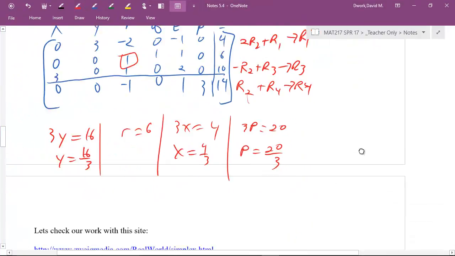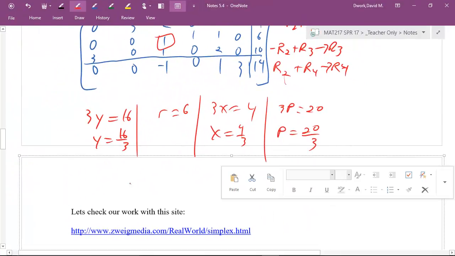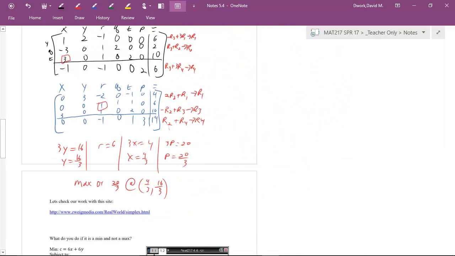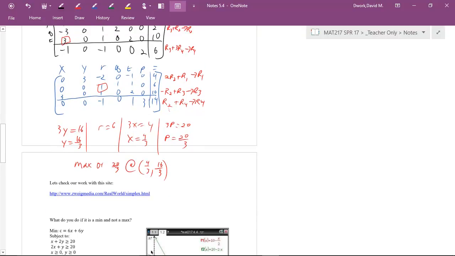So what do we say? Well, that means we have a max of 20 thirds at an x value of 4 thirds, y value of 16 thirds. And there we are. Okay, I hope that helped. And again, that same website that we used before to check our work, it can also help us with this. It's the same process. Just type it in with less than or equal to's or greater than or equal to's, and you'll get your answer. All right, I'll see you in the next video.